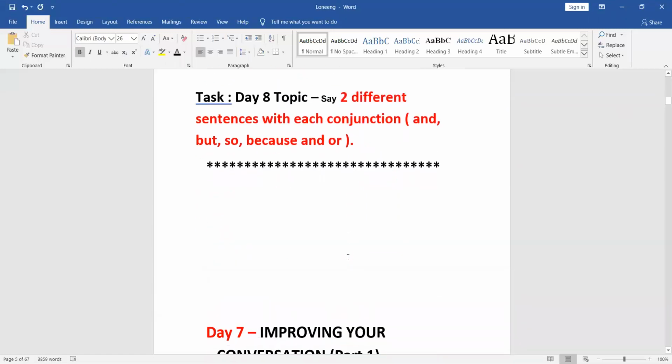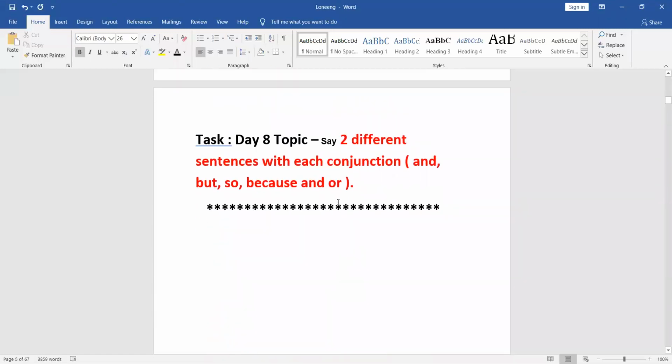Now, the task of the day. Today is day 8 and the topic for today is conjunctions. So your task is, you need to shoot a video and say 2 different sentences on each conjunction. Meaning, for the conjunction "and", you need to make 2 sentences. Let's say, for example, I went to the market and bought my stores. So I'm using 2 phrases and I'm connecting them with the conjunction "and". Like that, you have to make another sentence. Use your own, frame your own sentences.